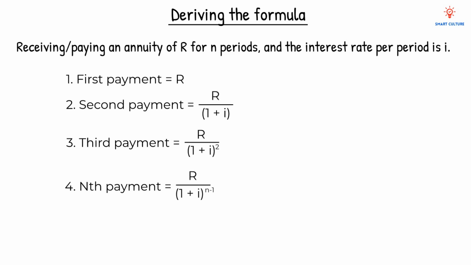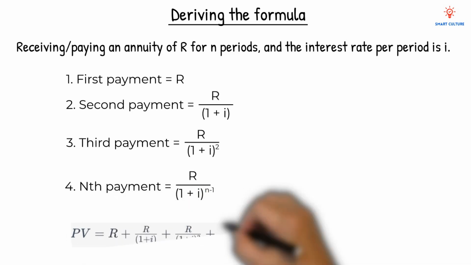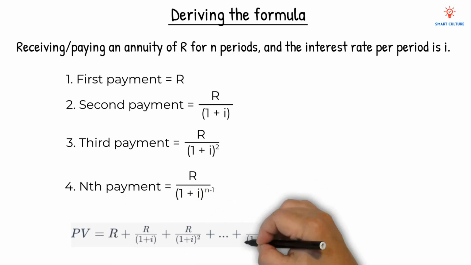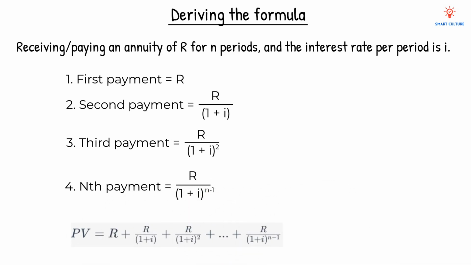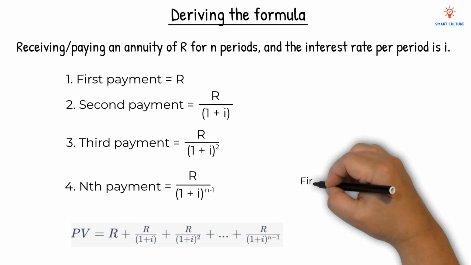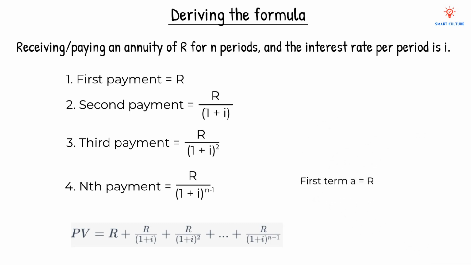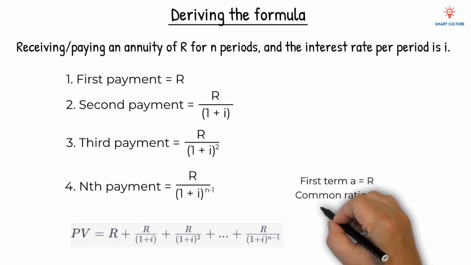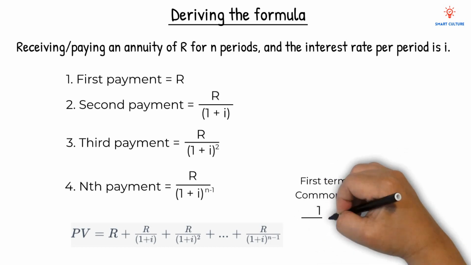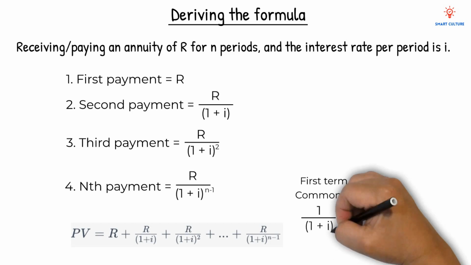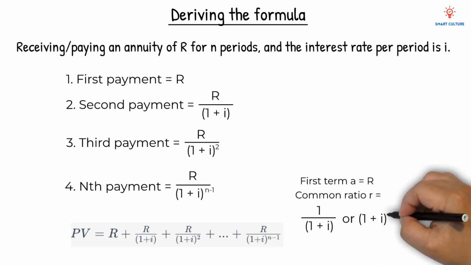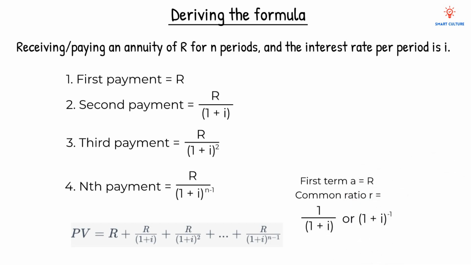So if you add up all these present values, you get R plus R over (1 plus I) plus R over (1 plus I) squared, and so it goes on. Here you can see we have a geometric series with the first term R and the common ratio 1 over (1 plus I). Now we can rewrite this common ratio as (1 plus I) to the power of negative 1.